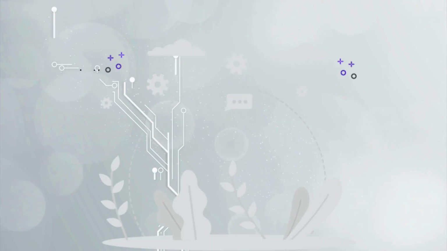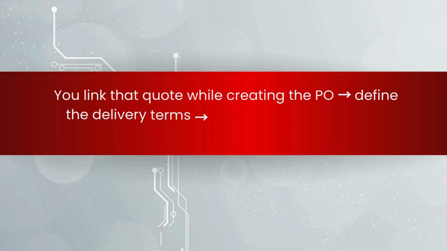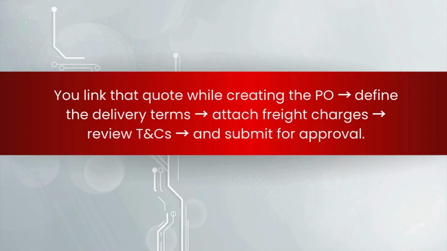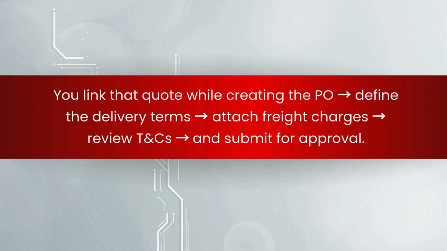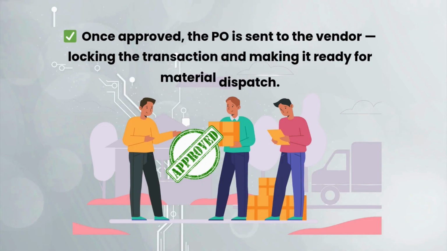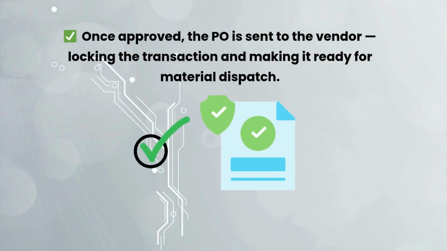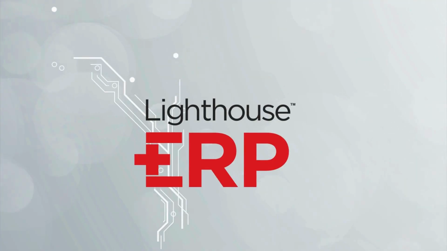Real-world example. Let's assume your team approves a quotation for 1,000 units of electrical cables. You link that quote while creating the PO, define the delivery terms, attach freight charges, review TNCs and submit for approval. Once approved, the PO is sent to the vendor, locking the transaction and making it ready for material dispatch. It's clean, it's compliant, it's Lighthouse ERP in action.